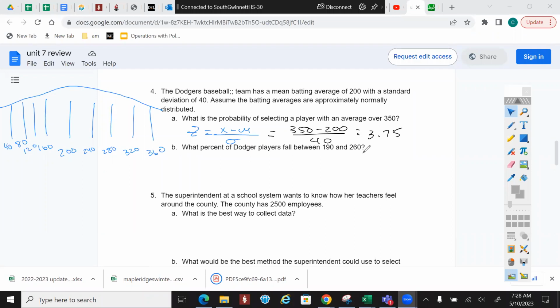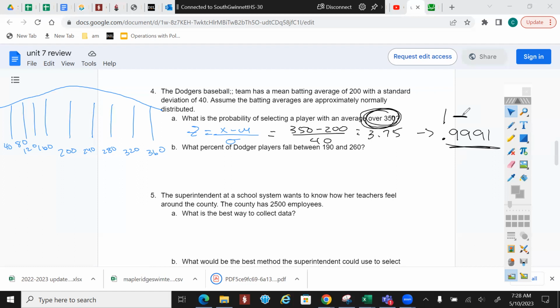The next thing you're going to do is go into your table and look for 3.75. So if you turn to page 20 in your packet, you've got your table. You go down to 3.7. You're going to go over to 0.05. That's going to give us 0.9991. Now we want something that's over 350. This would be under 350. So in order to get over 350, we're going to do 1 minus 0.9991.